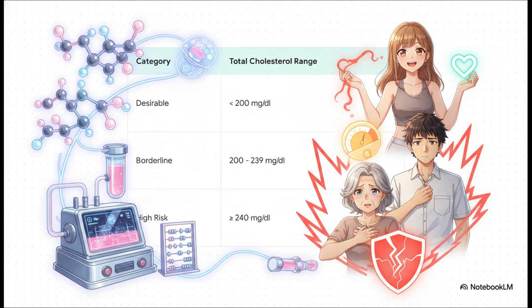Bringing all this dense biochemistry back to your own health, these sophisticated measurements ultimately place you into one of these standard clinical risk categories. Everything from the historical CDC baseline to the pink dye enzyme test to the Friedewald math exists simply to accurately categorize you here. From a desirable level under 200 to a high-risk zone of 240 or above, this is what guides your doctor's next steps.